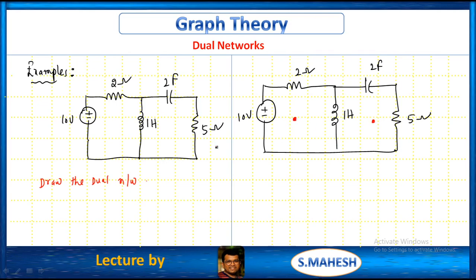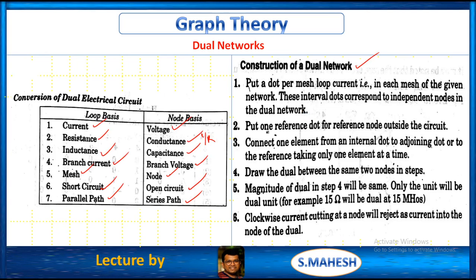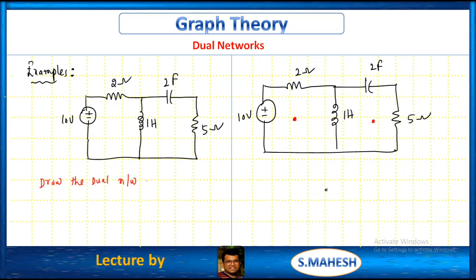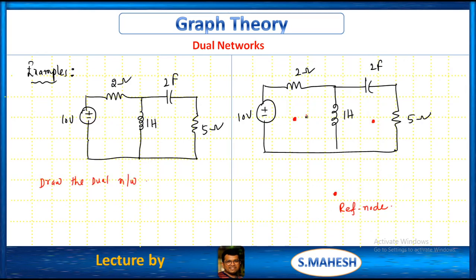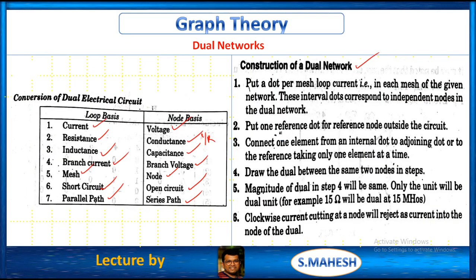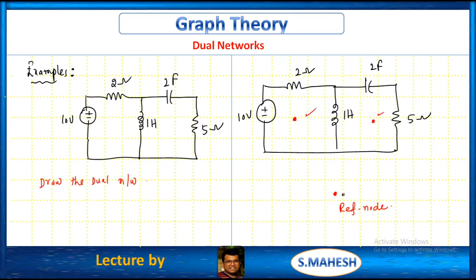Clear? Next, what is the point? Put one reference dot for the reference node outside the circuit. So what is that? This is the reference node. So point 1, point 2 completed. This is the reference node. See, point 1 is what? Put a dot for each and every loop in the given problem. Completed. This is 1, this is 2, completed. Second point is what? Put one reference dot for the reference node outside the circuit. This is the reference node.